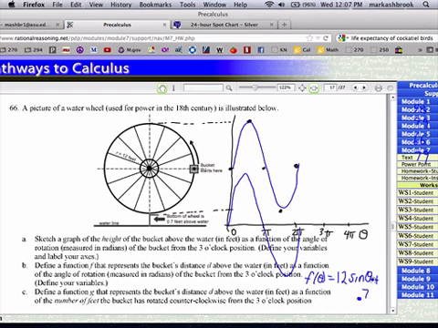This is the most common mistake students make. They say, oh, the bottom of the wheel is 0.7 up, so we're going to move that sine curve up 0.7. It's not right, right? Because if we move it up 0.7, we'll get this. Red for wrong, okay? If we move it up 0.7, this is what we'll get.